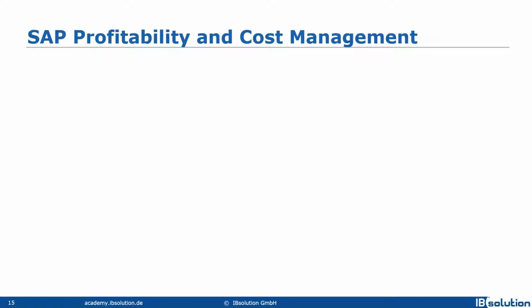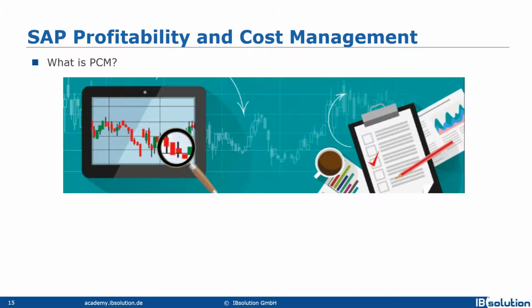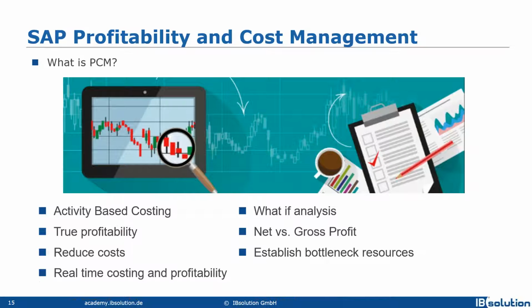So PCM, Profitability and Cost Management. This is an SAP solution which is based on activity-based costing. It provides true profitability to companies. It helps them to reduce their costs. It is real-time information. You can also eliminate the gap between net profit and gross profit, because a lot of companies don't know this information in detail, where the costs come from and what causes them. You can establish bottleneck resources as well.